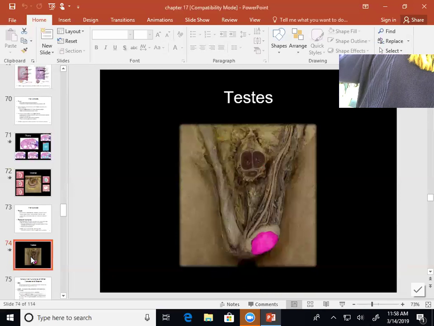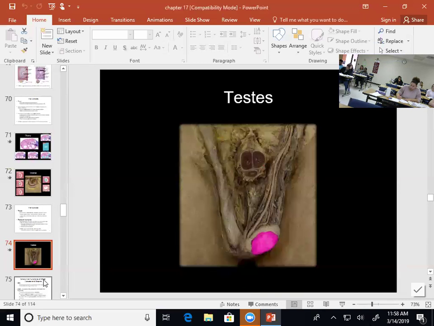Males will have ejaculations before then, but those have some semen, but there's no viable sperm in them. But once the viable sperm starts being present, that's the onset of puberty for males. Okay, any questions for me about that?